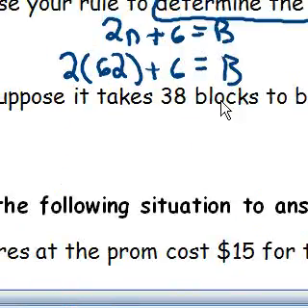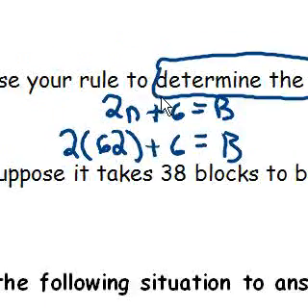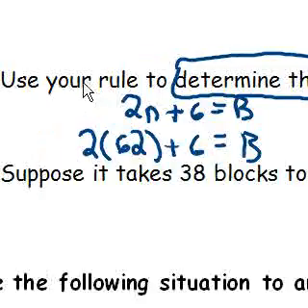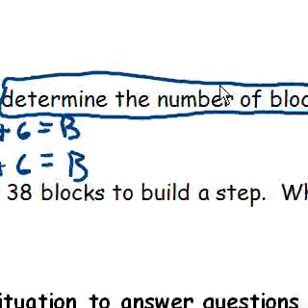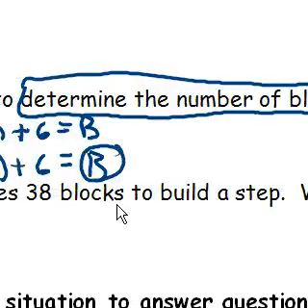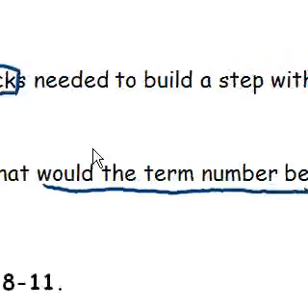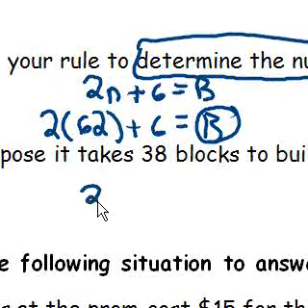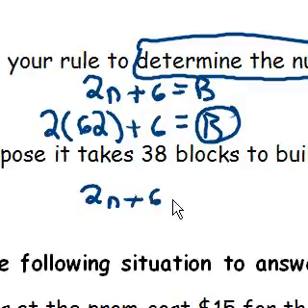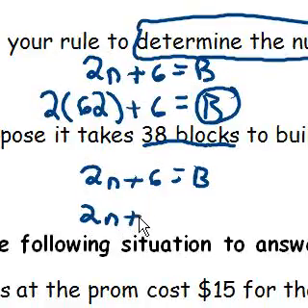Number 7, suppose it takes 38 blocks to build a step. Okay, so what is different between this number 6 and number 7? In number 6, we were solving for the number of blocks, but here we are solving for the term number. So let's rewrite our rule. 2n plus 6 equals b, but in this case they told us that we start with 38 blocks. So we rewrite 2n plus 6 equals 38.